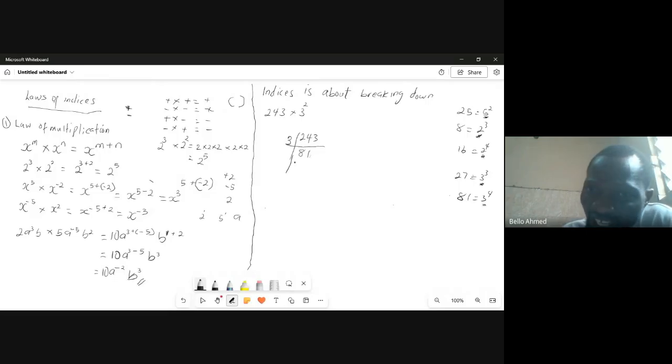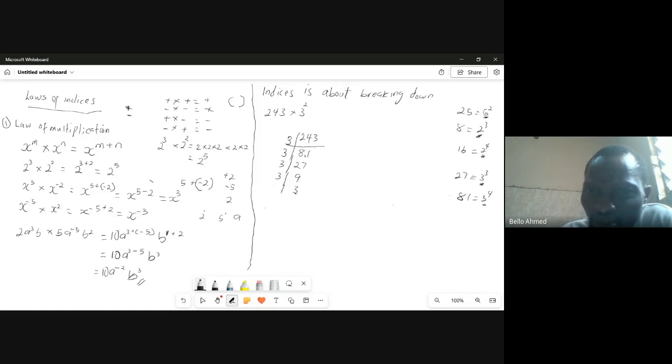Can 3 still go in 81? Of course, 3 can go in 81. So you say 3, and you get 27. Can 3 go in 27? Of course, you know 3 times 9 is 27 from your multiplication table. So 3 in 27 is actually 9. Do you understand? Can 3 still go in 9? Yes, of course, so write 3.